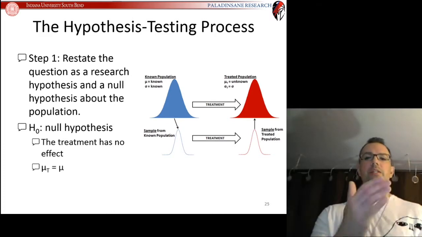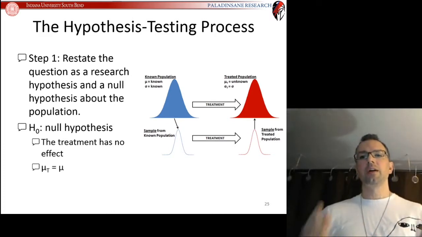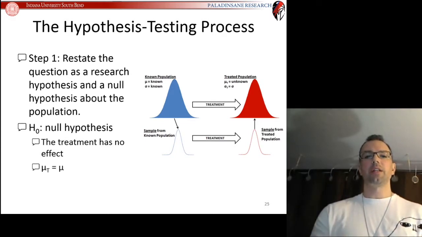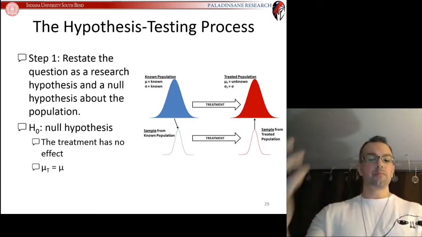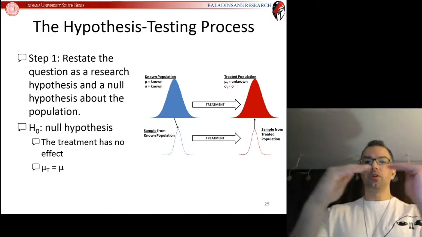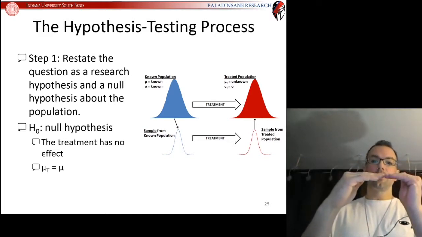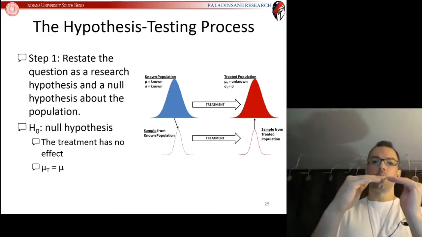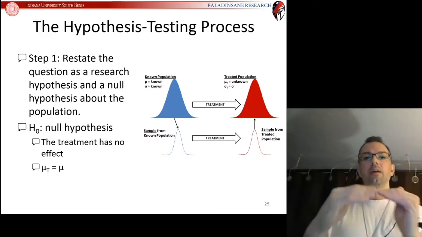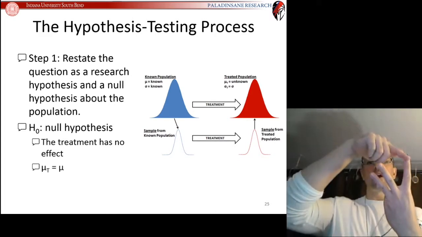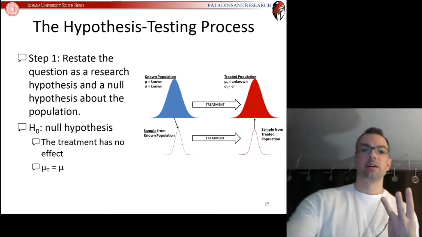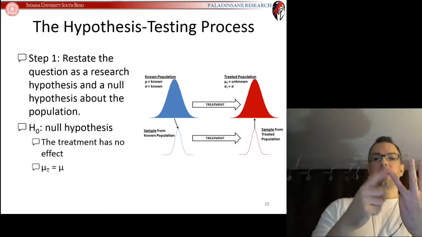And one last thing to notice about this is that the research hypothesis and the null hypothesis together have to cover every single possibility. So there's only three things that can happen when you treat a population. Either the scores go up, or the scores go down, or the scores stay the same. They can go up, they can go down, or they can stay the same. Those are the only three possibilities.